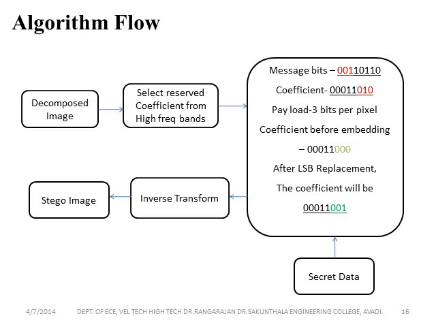We can clearly understand the adaptive LSB using the algorithm flow. The first 3 bits of the message are going to be embedded into the image coefficient, which is the last 3 bits. Thus, after the LSB, the last 3 bits of the image will be replaced with the first 3 bits of the message.